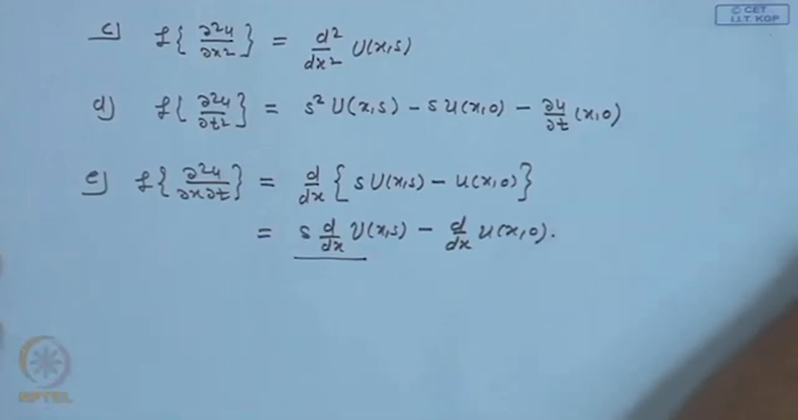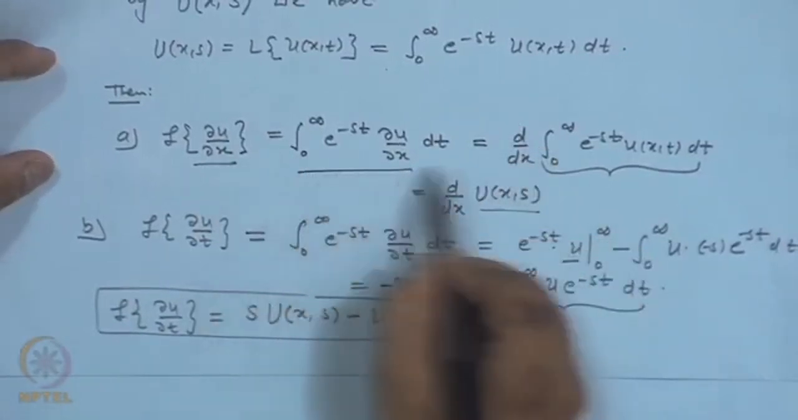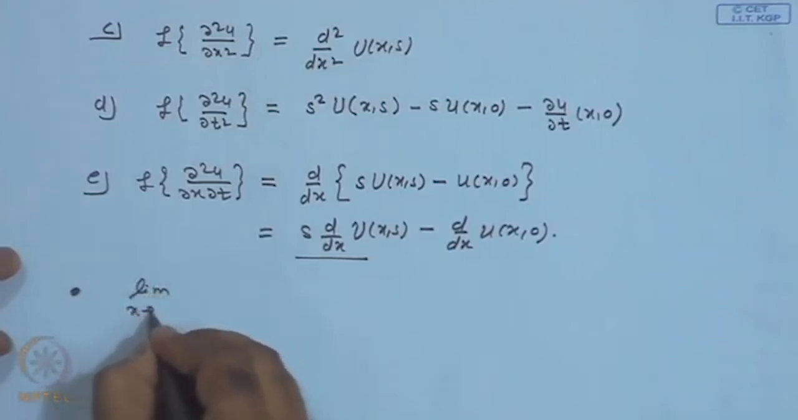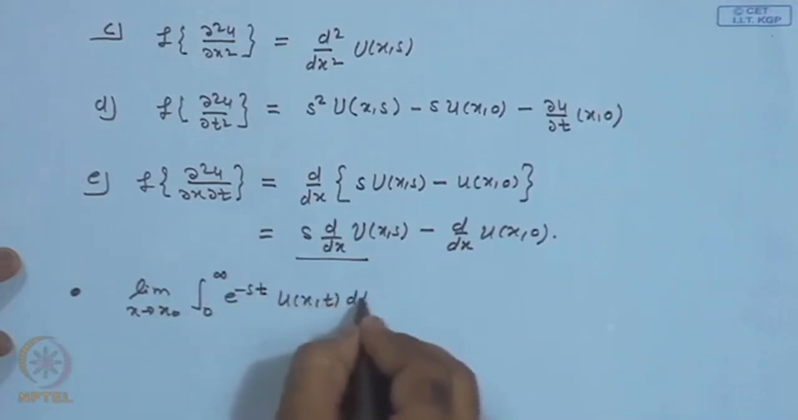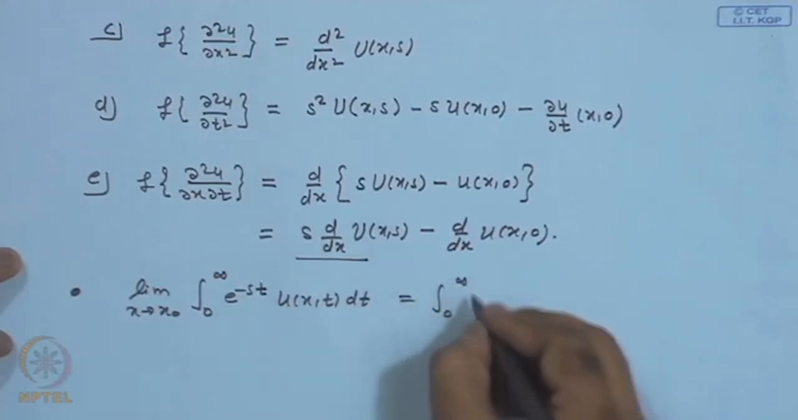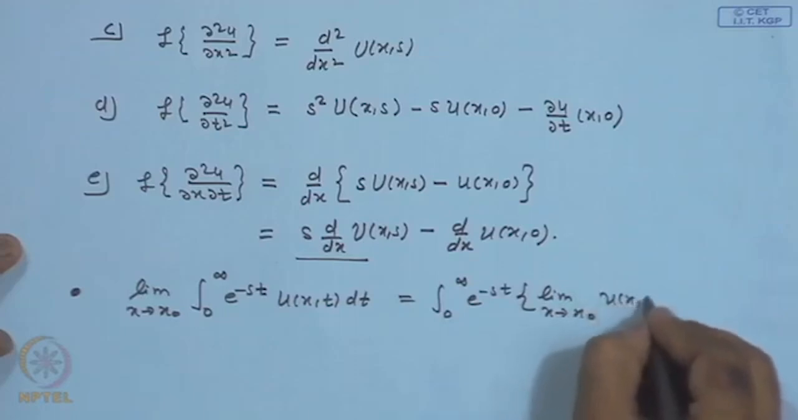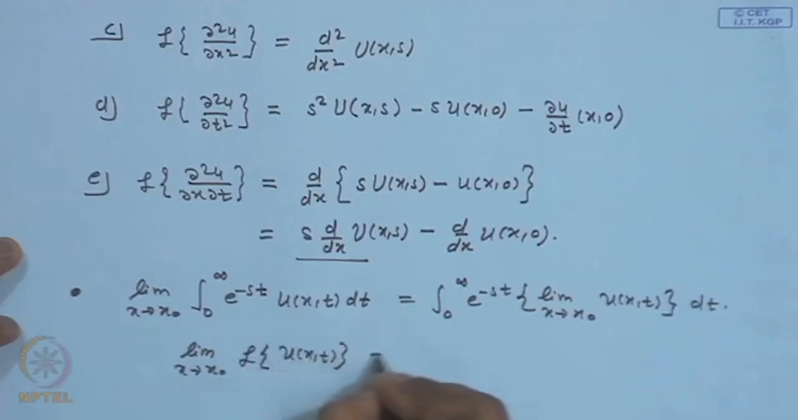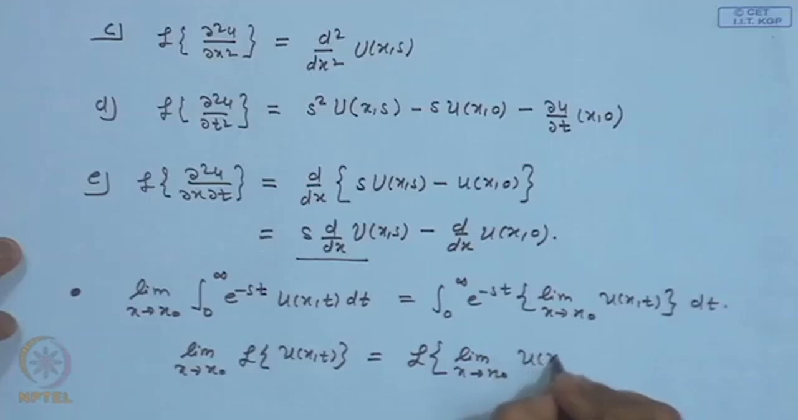So, in addition to the assumption that the derivative we can take out of the integral, we need one more assumption. That assumption is about the limit of x tending to x0 and the Laplace transform of u(x,t) dt: the limit we can take inside the integral. That means the limit of x tending to x0 of the Laplace transform of u(x,t) will be equal to the Laplace transform of the limit, that is, the limit of x tending to x0 of u(x,t).